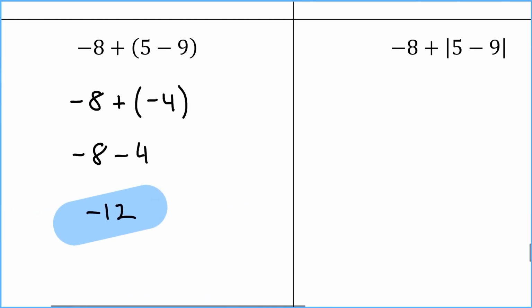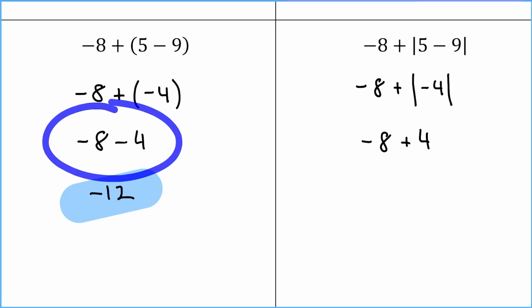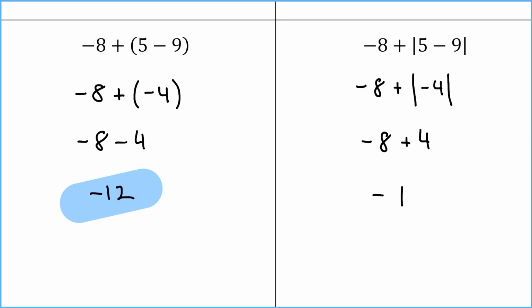Okay, these are the same exact problem, except the one has absolute values, and we're going to see how that changes the problem, because it will change the problem. Actually, let's leave these side by side. This is negative 8 plus the absolute value of negative 4. Well, the absolute value of negative 4 is positive 4, right? So instead of negative 8 minus 4, we now have negative 8 plus 4. That's what the absolute value changed. Negative 8 plus 4 is negative 4.